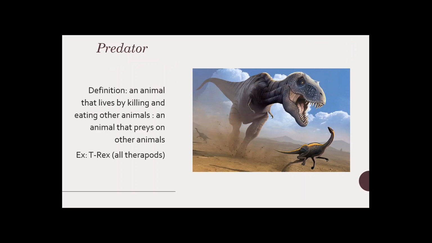The first type of mode of life is actually a predator. And the definition of a predator is an animal that lives by killing and eating other animals. Basically, an animal that preys on other animals. And the example that I wanted to use is a T-Rex, just because it's the most commonly known, the most famous predator. And not only that, but all theropods are predators. And if you don't know what a theropod is, it's a type of dinosaur which is three-toed.